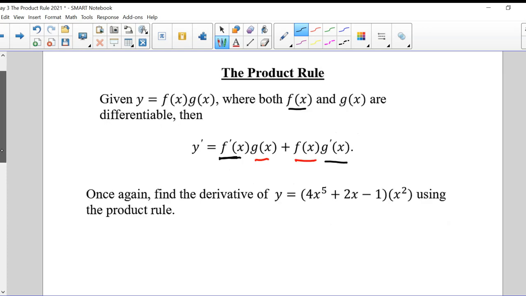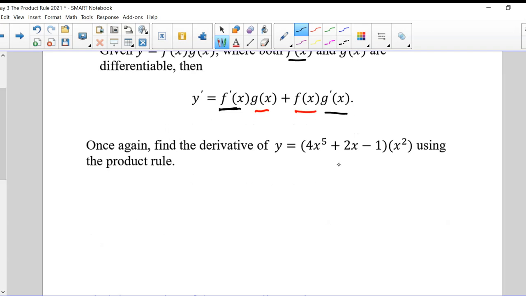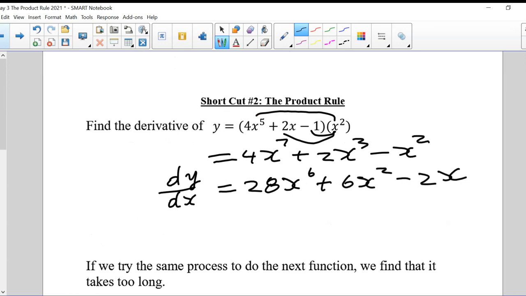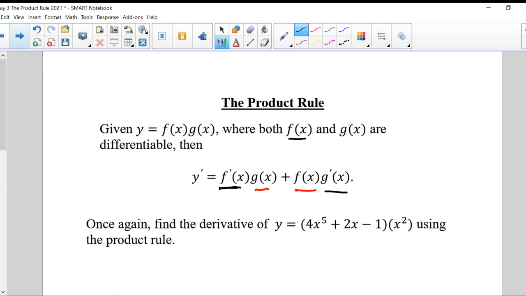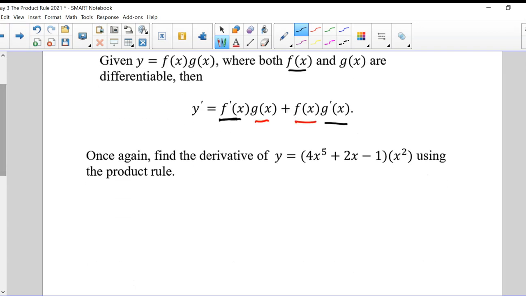So we're going to do this question again, but using the product rule. The first time I did this, I said, okay, why don't I just multiply it all out? And if I multiply it all out, I get a regular polynomial. I can just take the derivative of that polynomial. But now I'm told that there is a second approach called the product rule. So I'm going to try this product rule out.